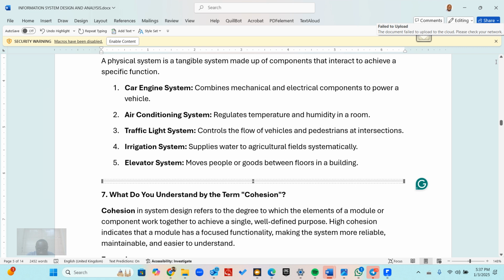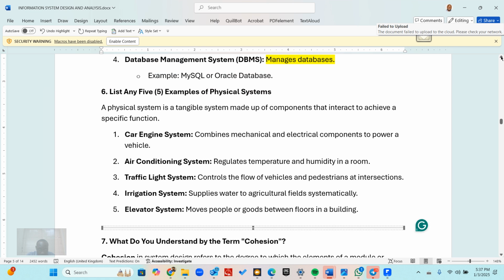Those are 5 examples of physical systems. A physical system is a tangible system made up of components that interact with one another to achieve a specific function.